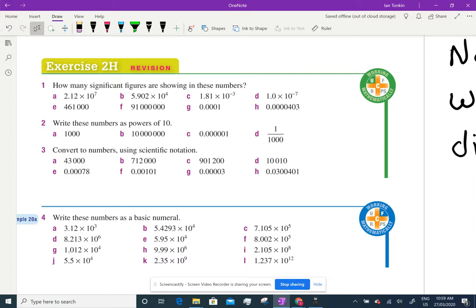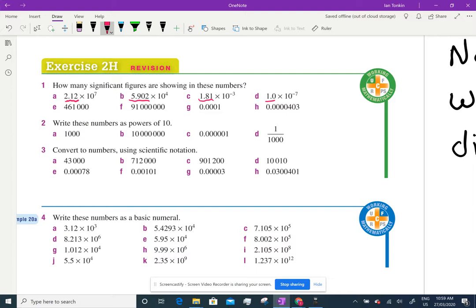So let's have a look at here. How many significant figures? 3. There are 3 significant figures. When you write them in scientific notation, every number is significant. How many significant figures? 4. How many significant figures? 3. How many significant figures? 2.